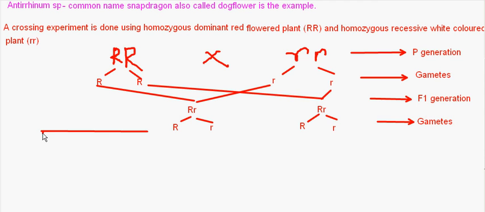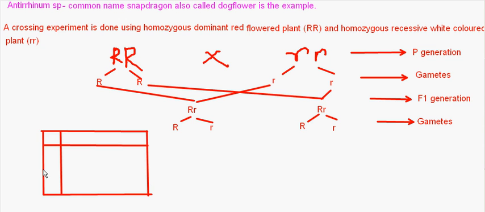So you'll write the gametes on top, and in the middle part the progenies. Here you can write male gamete, female gamete. This is the best way to show. Here capital R, small r, again capital R, small r. So the progenies are capital RR, capital R small r, capital R small r again, and last one small rr.